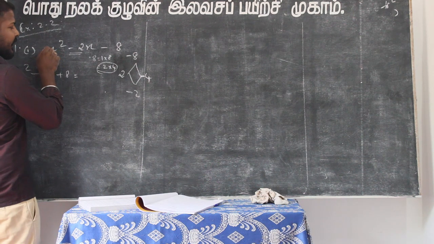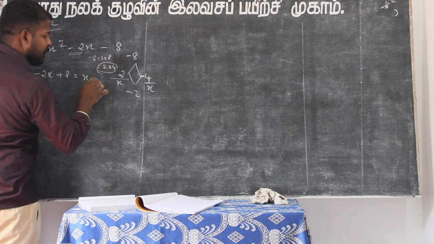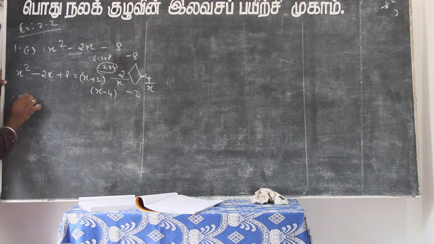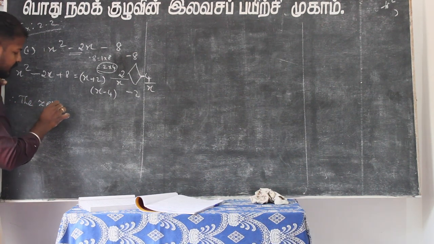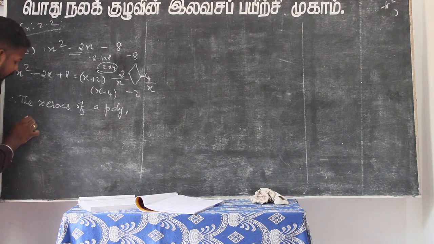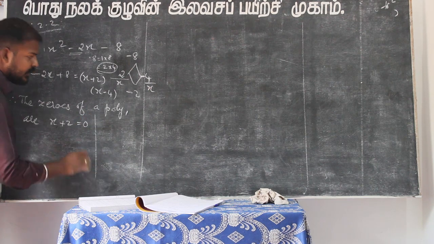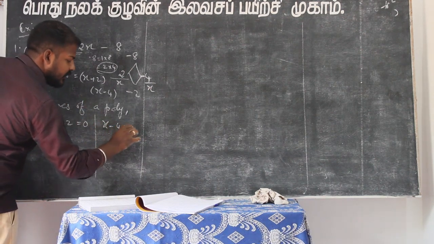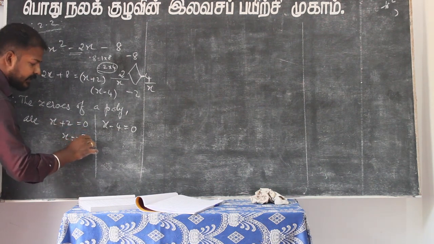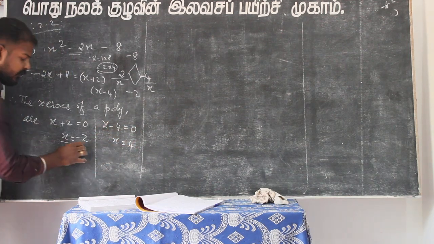So what is the coefficient of x square? 1, so divided by x, divided by x. What will we get here? x plus 2 into x minus 4. Therefore the zeros of the polynomial are two possible cases. First, x plus 2 equals 0. Second, x minus 4 equals 0. From x plus 2 equals 0, taking 2 to the right-hand side we get minus 2. From x minus 4 equals 0, x equals 4. So you are getting the zeros of the polynomial.